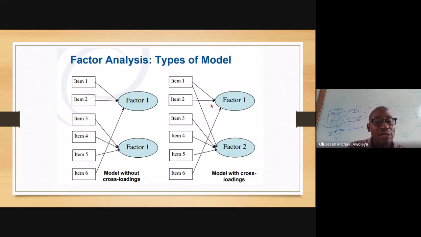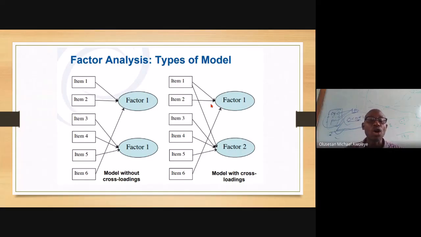3, 4, 5, and 6. 3, 4, 5 pointing to factor 1 as well. But another item, 6, is going to factor 1. Look at the second one. You find out that there are two nodes coming out of item 1 to factor 1. I'm looking at the one to my right now.